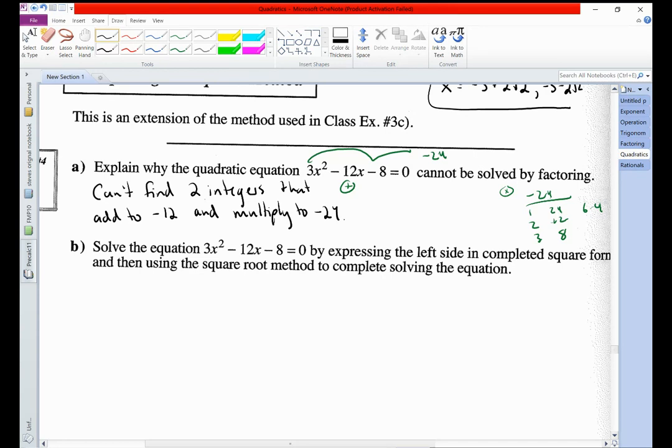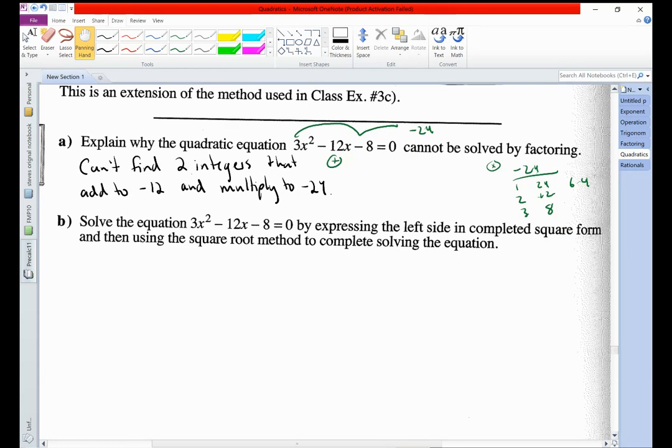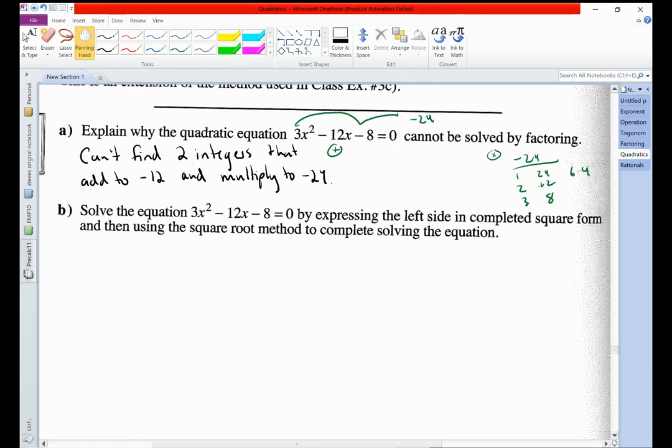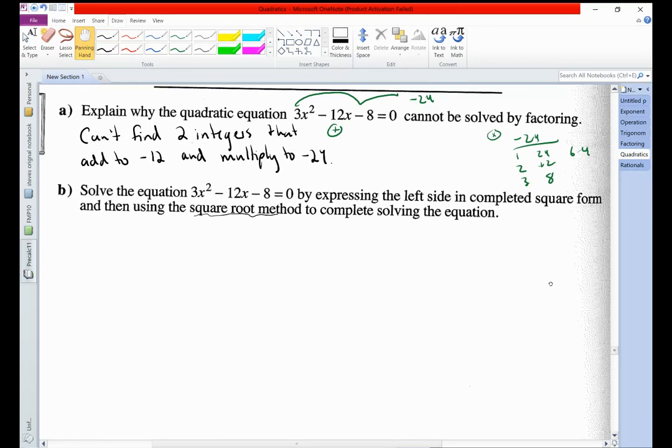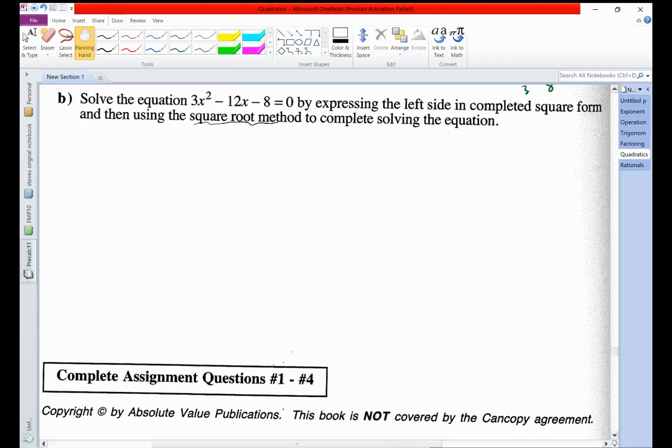So we can solve it by expressing the left side in complete square form and then using the square root method. The square root method works really well if you're starting with a standard form equation. But here we're starting with a general form equation, so what we have to do is complete the square. So convert this into basically standard form using completing the square and then solve. So it's a bit of a pain in the butt. It works really well if we start in standard form.